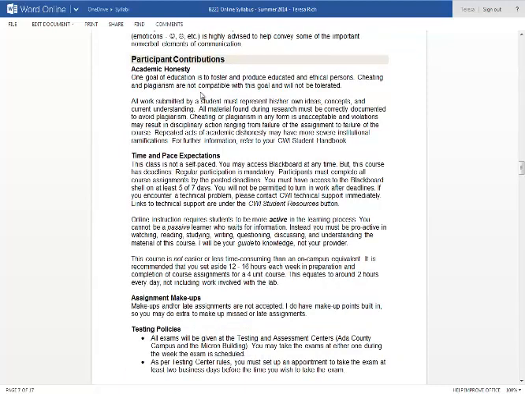Here is the portion on academic honesty. I'll leave you to read through that, but make sure you are aware that cheating will not be tolerated.